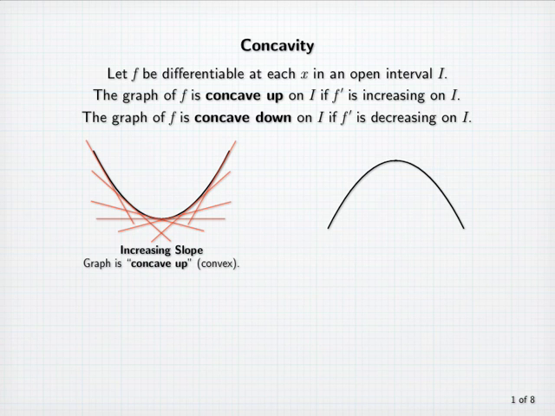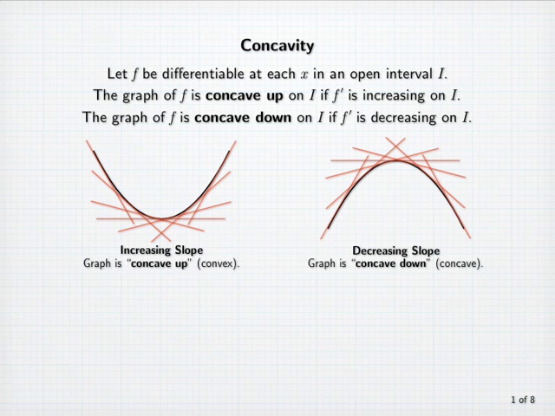Here the slope is decreasing. Near the left end of the graph there's a large positive slope which becomes smaller as we move to the right, eventually becoming negative. Decreasing slope results in a graph that is concave down or simply concave.